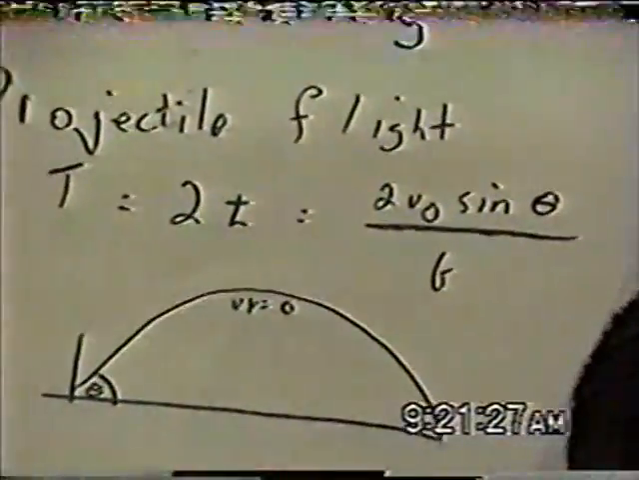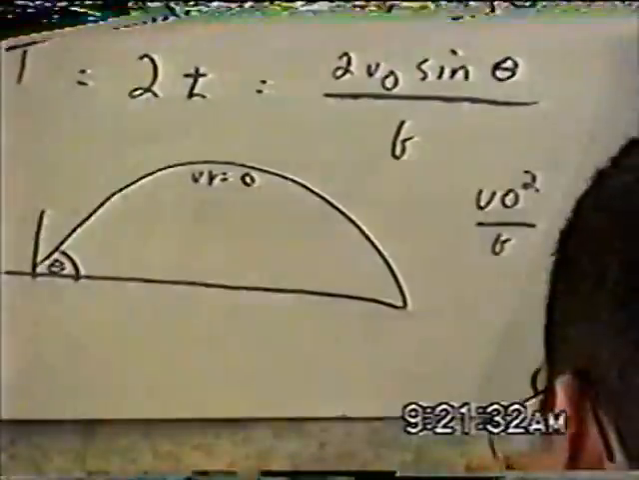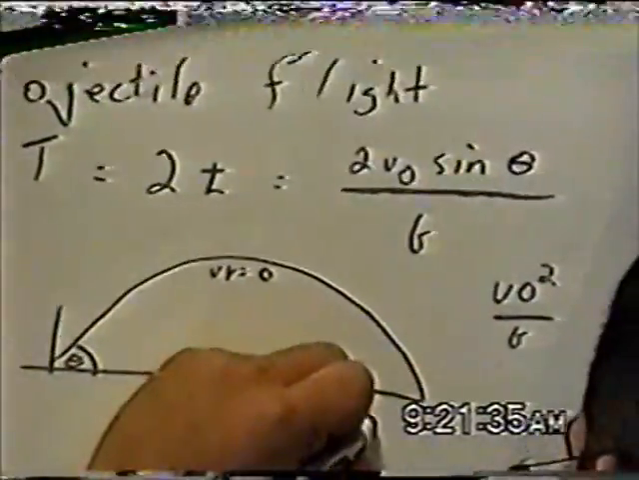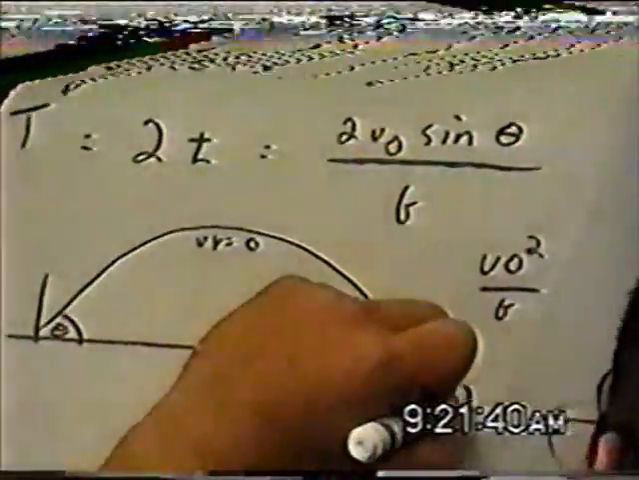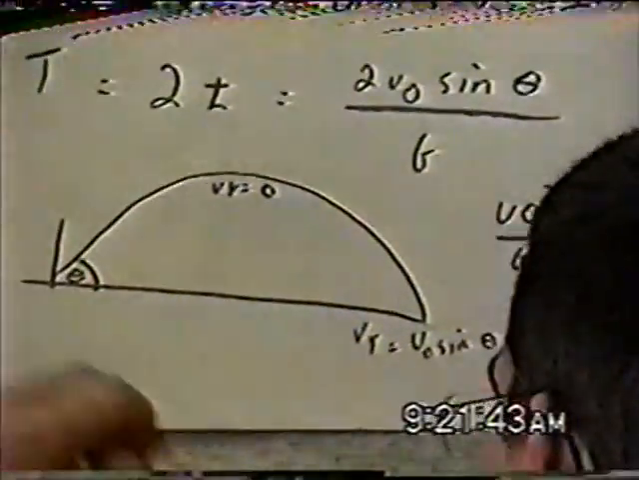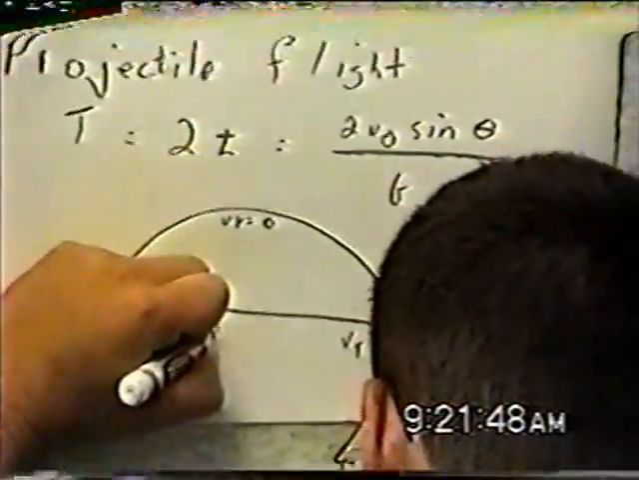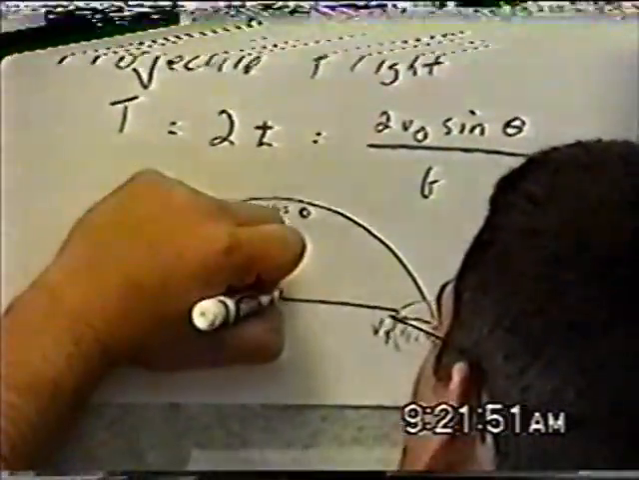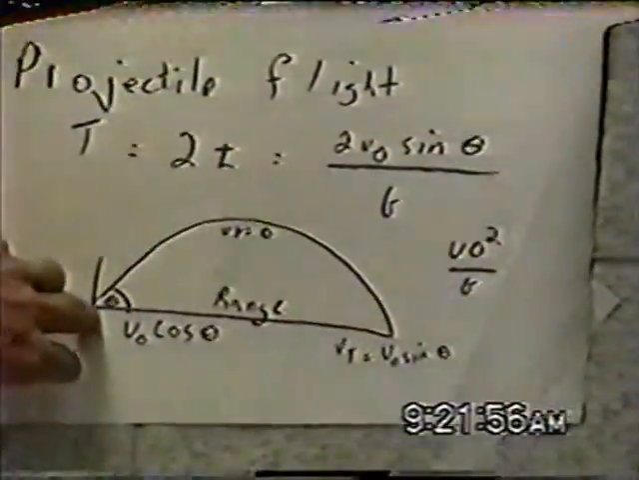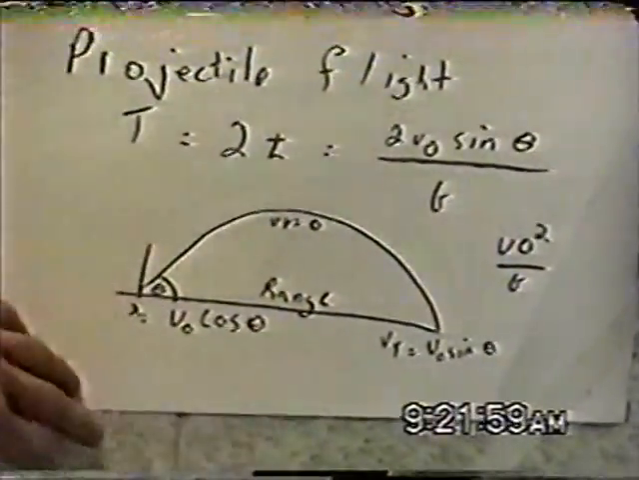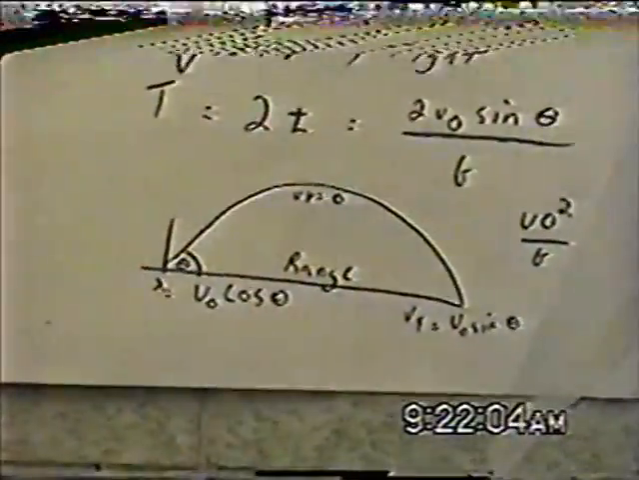You can also find the range of a projectile that's gone through the air. The range is the distance from its initial point to where it lands. The maximum range it can have can be found by initial velocity squared over gravity, which is again 9.8 meters per second squared. Here is theta, and that's the range, as I was just saying. And this arc would be the path of the projectile.